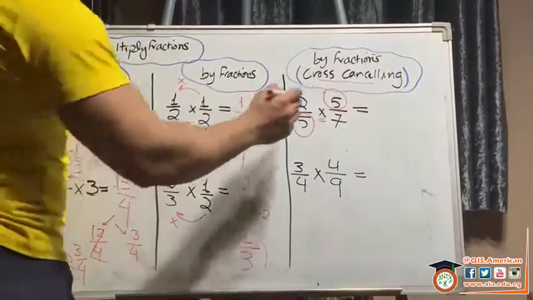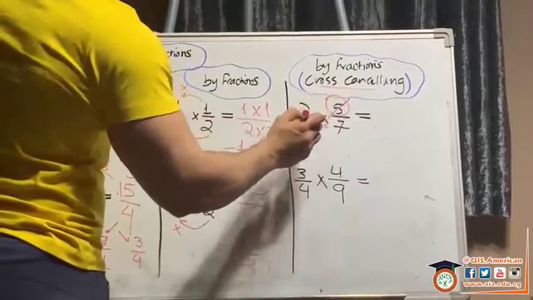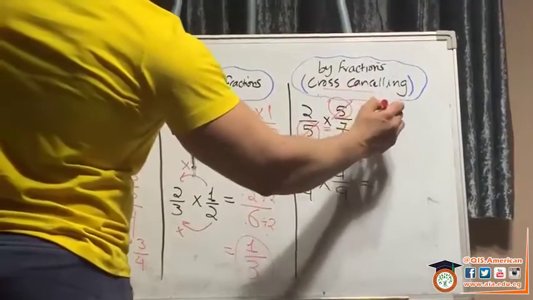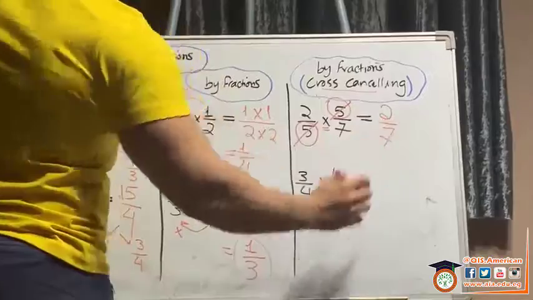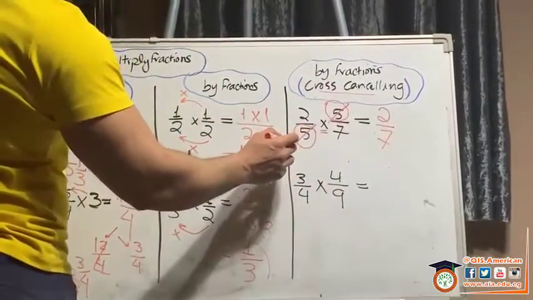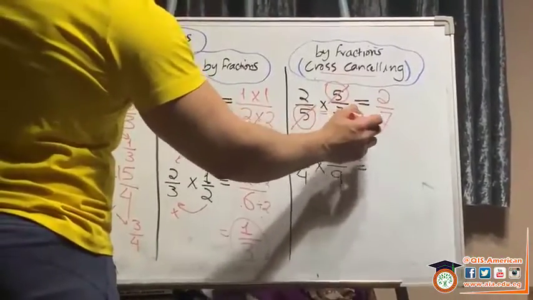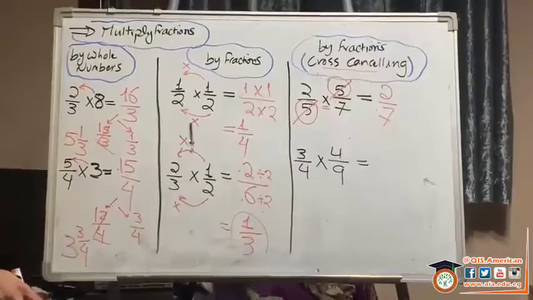Okay, so cross-canceling tells me that I can cancel this one out with this one and get the 2 over 7 only. These are the ones that survive. So 5 above cancels a 5 below, okay? And I still have 2 and 7 left, 2 above and 7 below. So this is my answer.